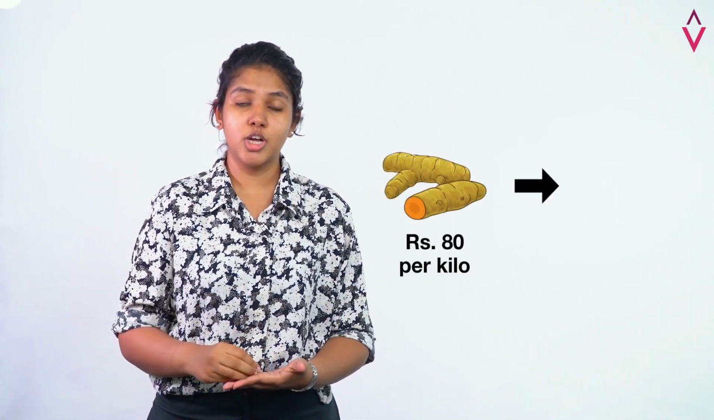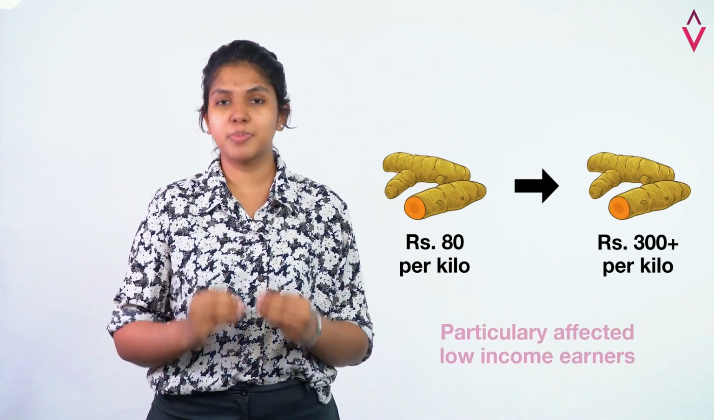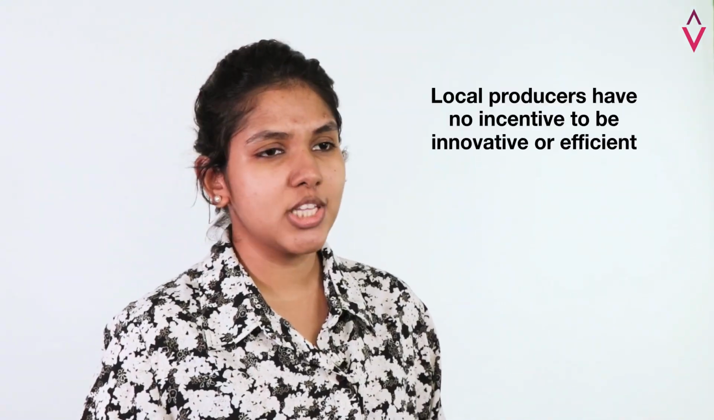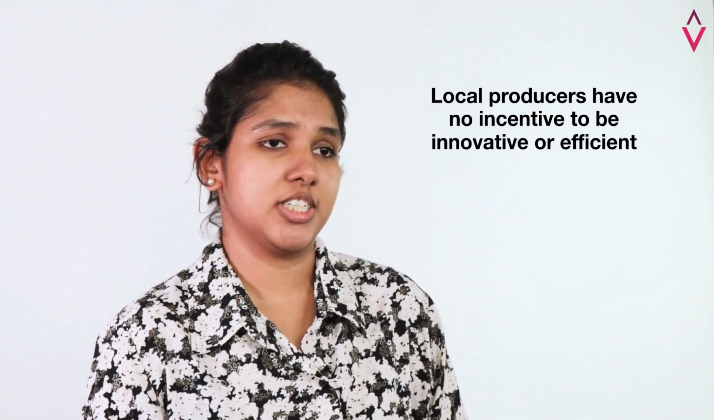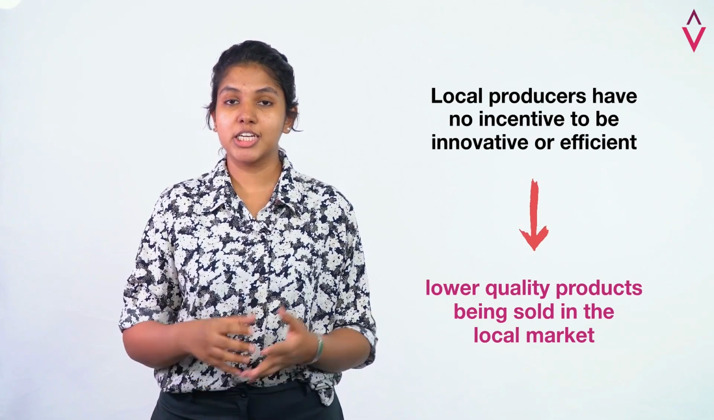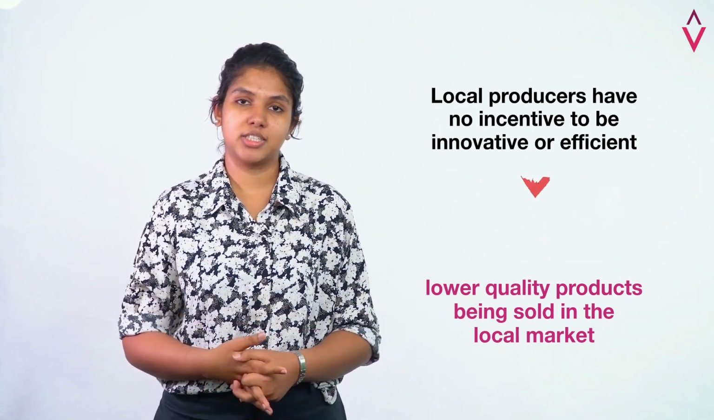Like when Sri Lanka imposed import restrictions on turmeric and started local production. These import controls caused turmeric prices to rise from 80 rupees per kilo to over 300 rupees. This particularly affected low-income earners. Now, as local produce has no incentive to be innovative or efficient, this can lead to lower quality products being sold in the local market compared to the free international market.